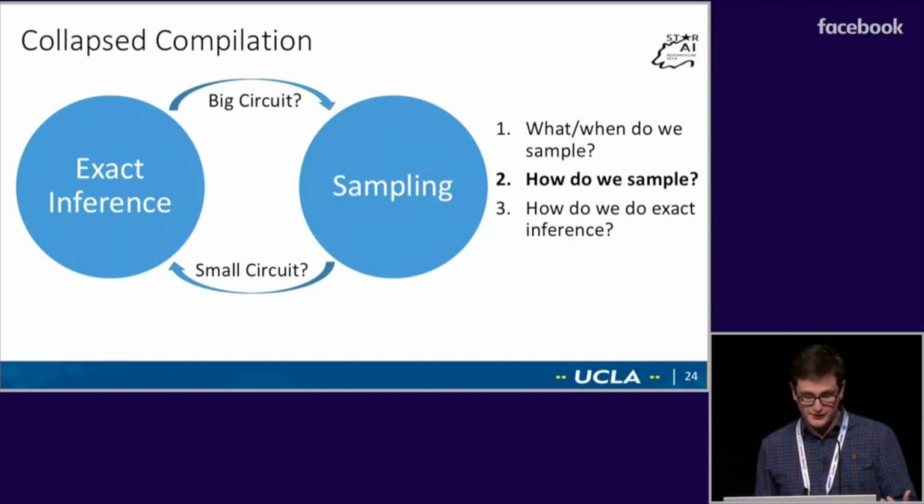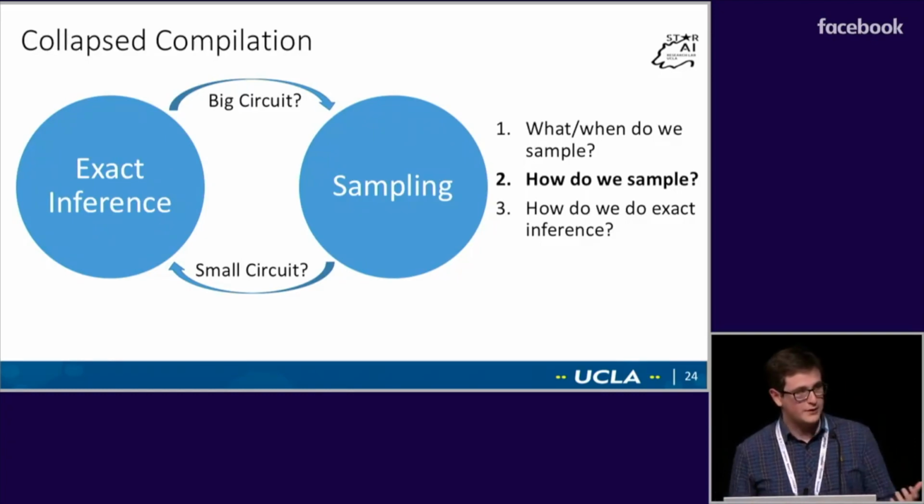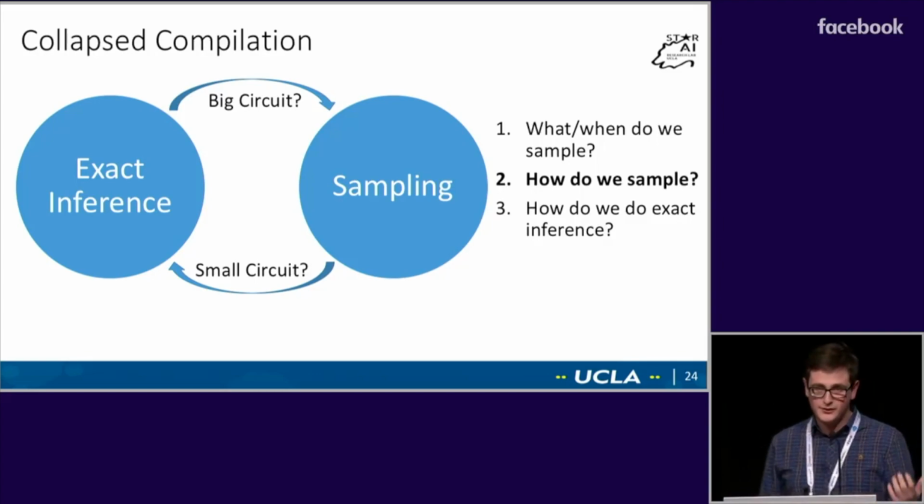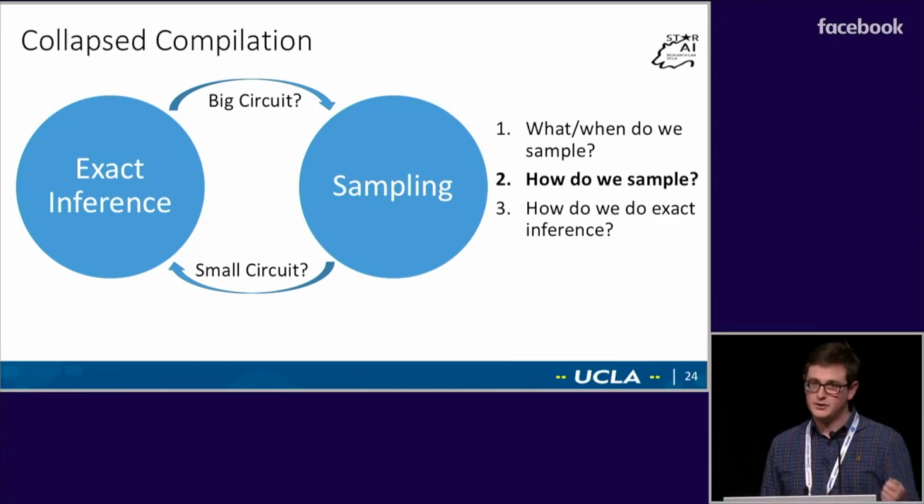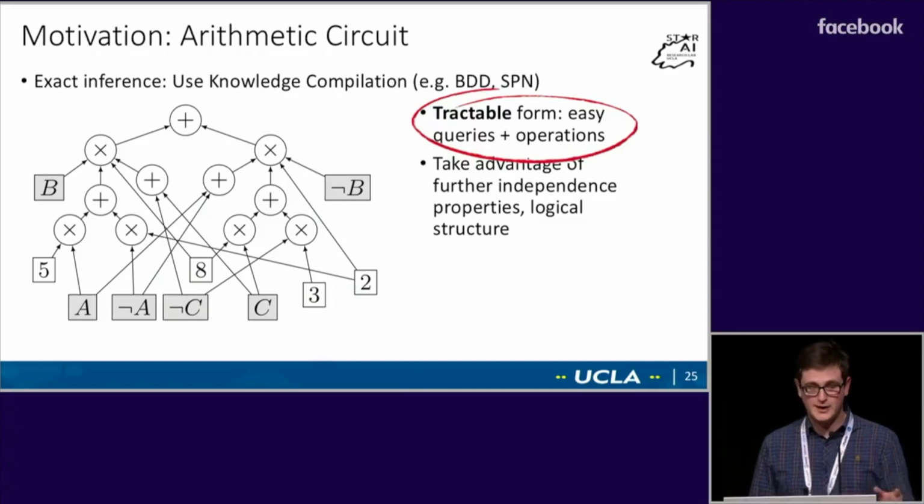Okay, the next question is, how do we sample? Remember we talked earlier about how we're going to do importance sampling, so we need a good proposal distribution. So whenever we need to sample a variable, we have a circuit containing that variable and also containing a whole bunch of other information. But remember what we talked about earlier, right? These circuits are a tractable form.